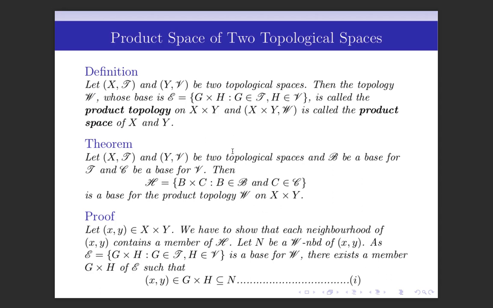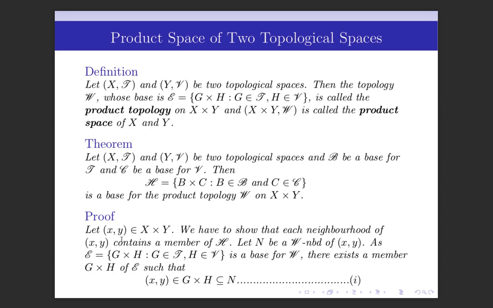So in this theorem we need bases of topologies T and V, and with the help of the bases of T and V, we have a collection, and that collection we want to prove is a base for the product topology W on X cross Y. We need to show that for every member (x, y) in X cross Y, every neighborhood of (x, y) contains a member of H. So take a member (x, y) in X cross Y and take a neighborhood N of (x, y).